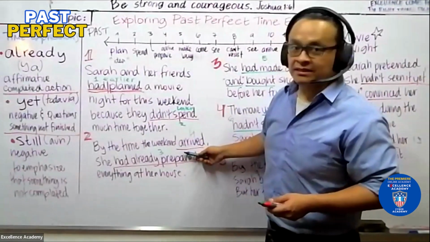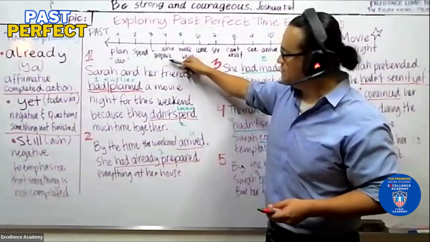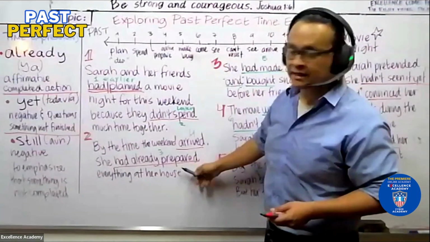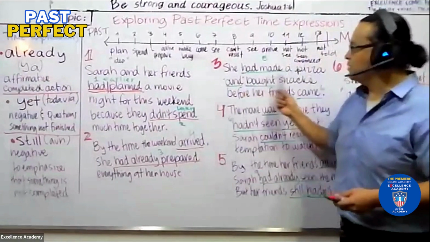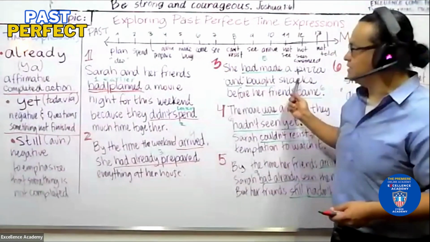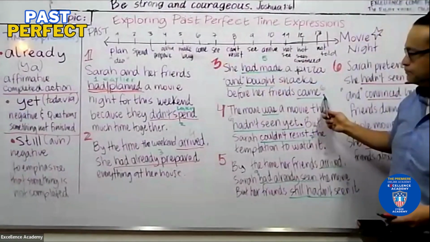Eventually she did her preparation, right? Yes. Eventually she prepared. Plan. Yeah. Before anybody came, or arrived. In her preparation, she made and bought. She made a pizza and bought snacks before her friends came.